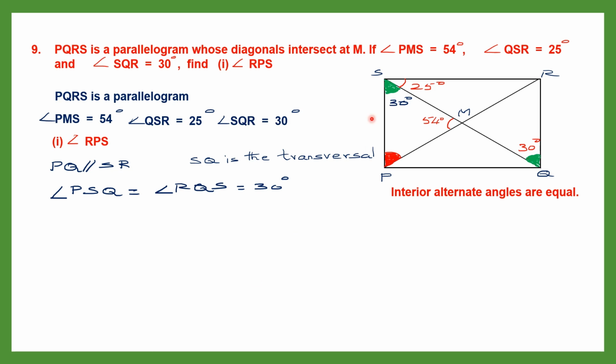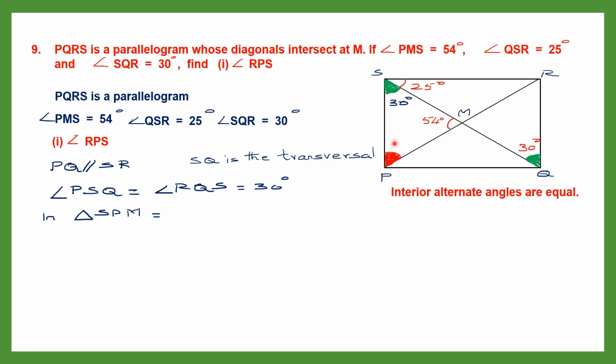So now that we have found this and this, we can find this angle, isn't it? Because we've been asked to find angle RPS. We just need this angle. Now we can consider this triangle SPM. So in triangle SPM. Now here there are three angles, isn't it? 1, 2, and 3. To find the third angle, we have to just add up these two and subtract it from 180, because we know that the sum of angles of a triangle equals 180 degrees.